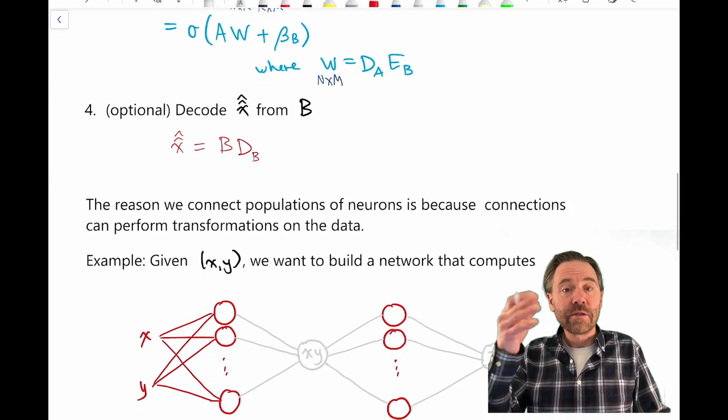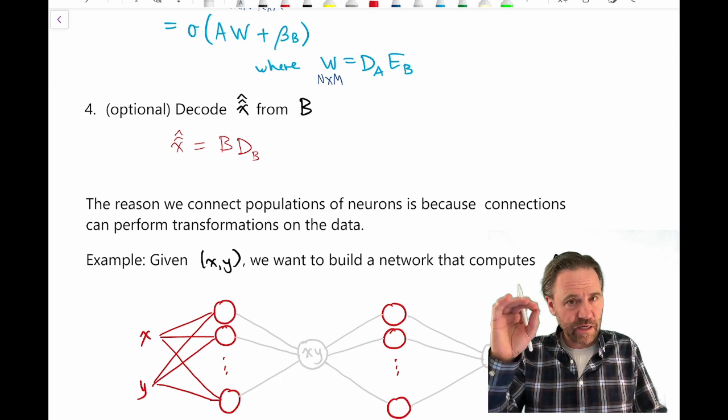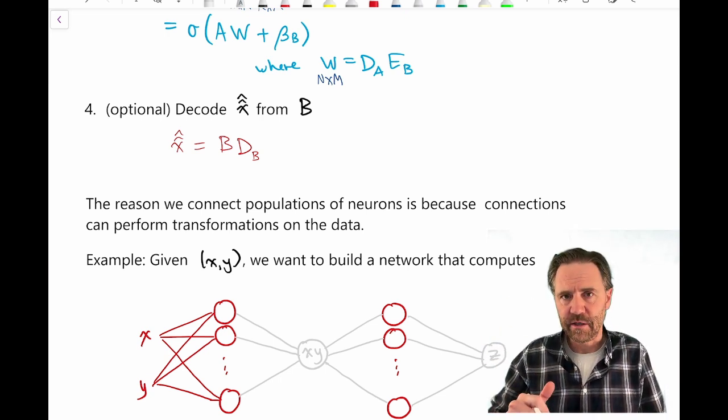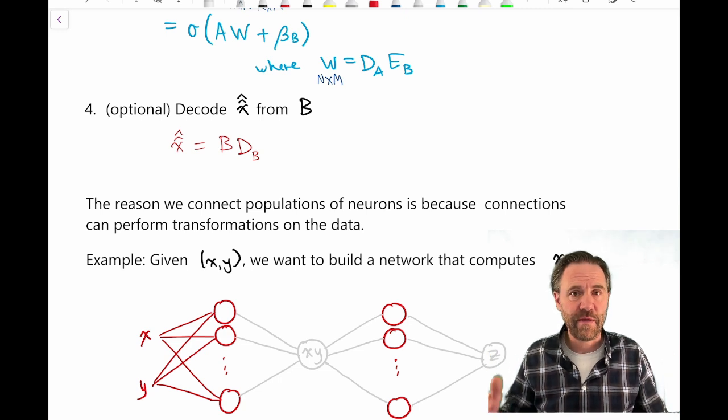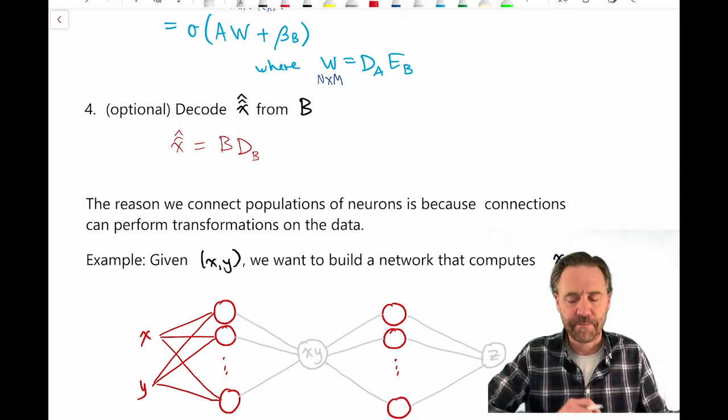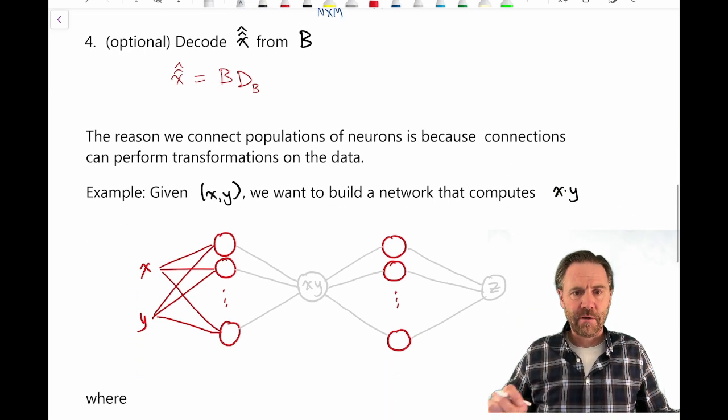So even though the idea is to decode it into x hat and then re-encode it, it can actually be implemented just using a single weight matrix. And that's what the neurons, if you actually had neurons, that's what they would be doing.